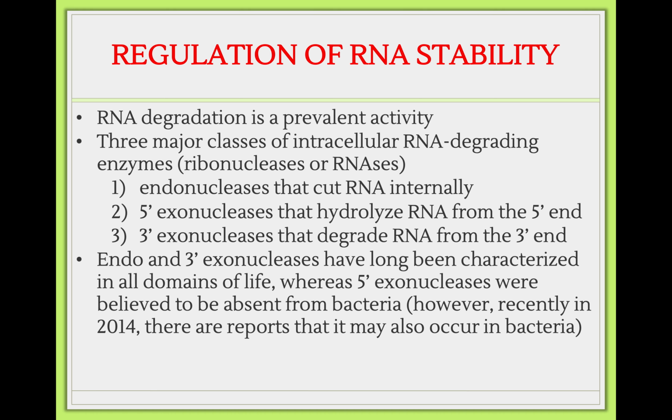So there are three major classes of intracellular RNA degrading enzymes, ribonucleases, so RNases. They are endonucleases that cut RNA internally, that's like endo, and exo cut externally: 5' exonuclease hydrolyzes RNA from the 5' end, and 3' exonuclease degrades RNA from the 3' end. Now why can't you use one exonuclease for both 5' and 3'? Try and find it out.